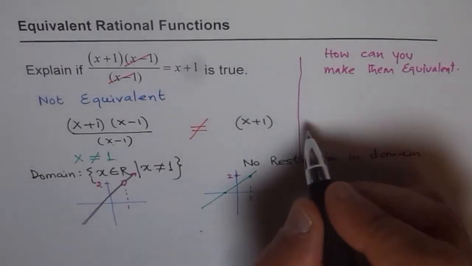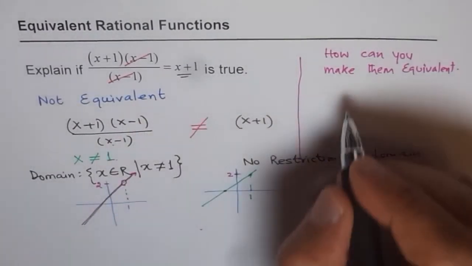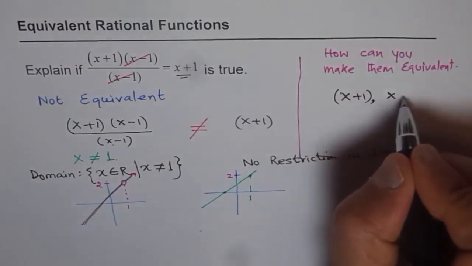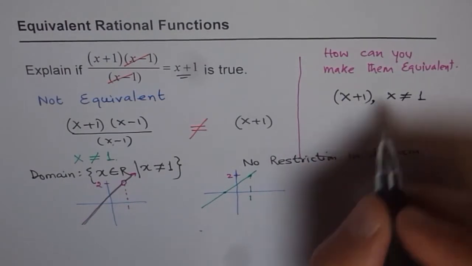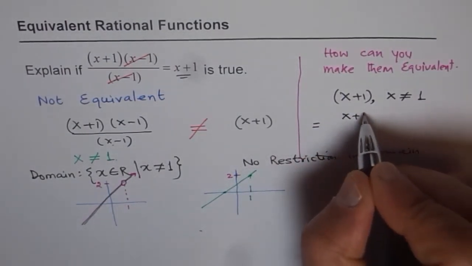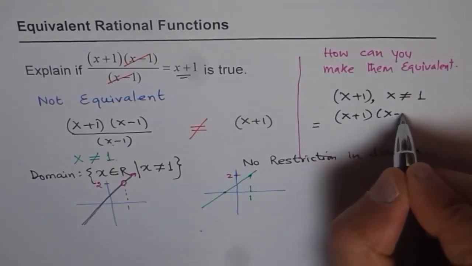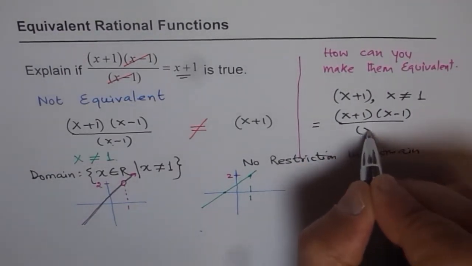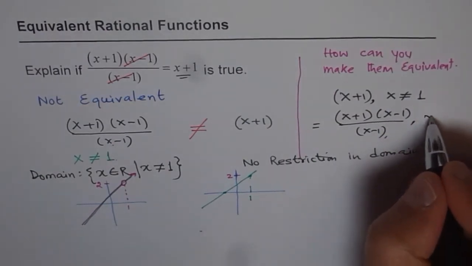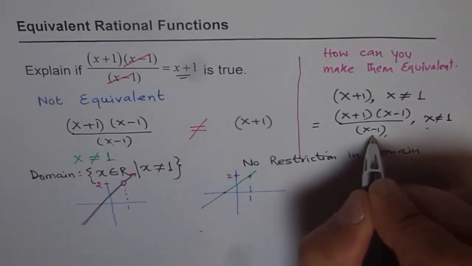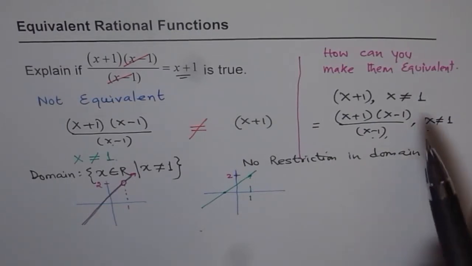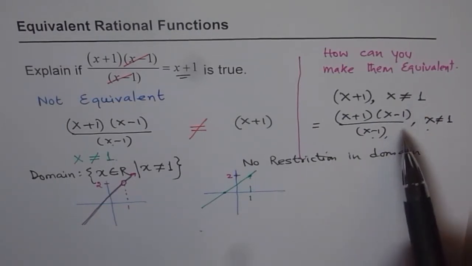So if you write the other function as x + 1, where x is not equal to 1, in that case this becomes equal to (x + 1)(x − 1) over (x − 1), since the restriction is already there. x is not equal to 1. The restriction is there since x cannot be 1. Do you understand? So if you write this condition, then only they are equivalent.